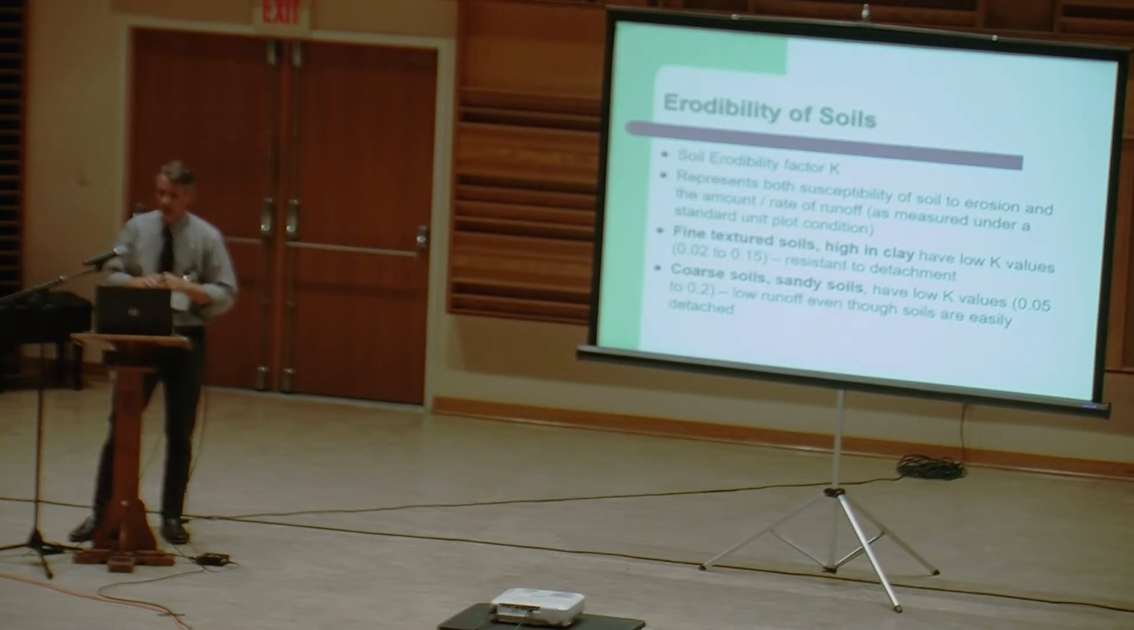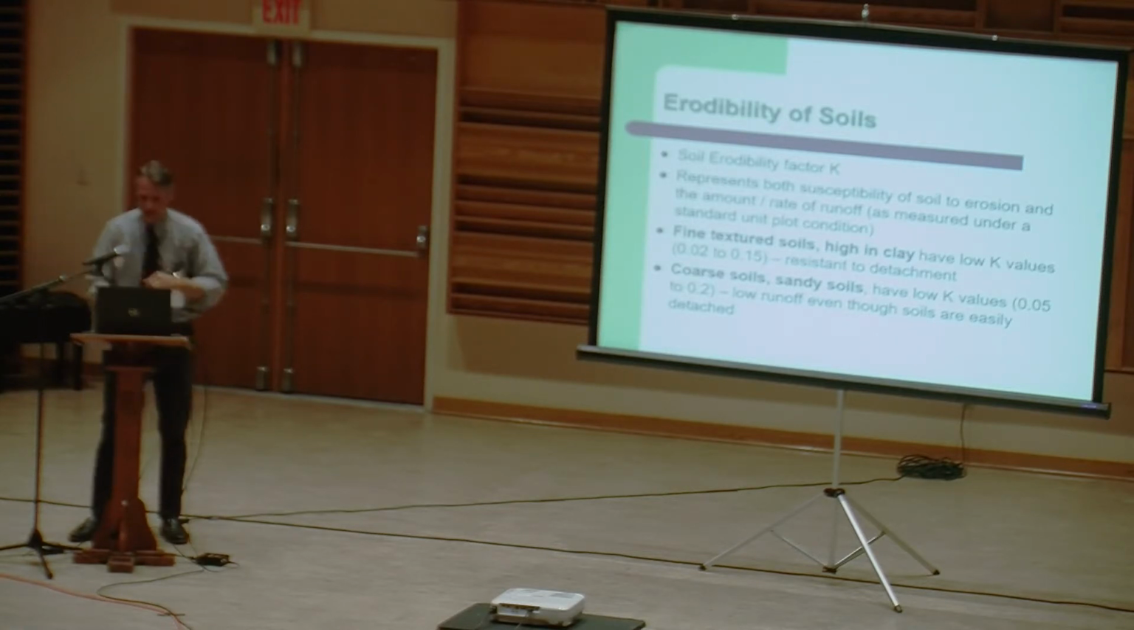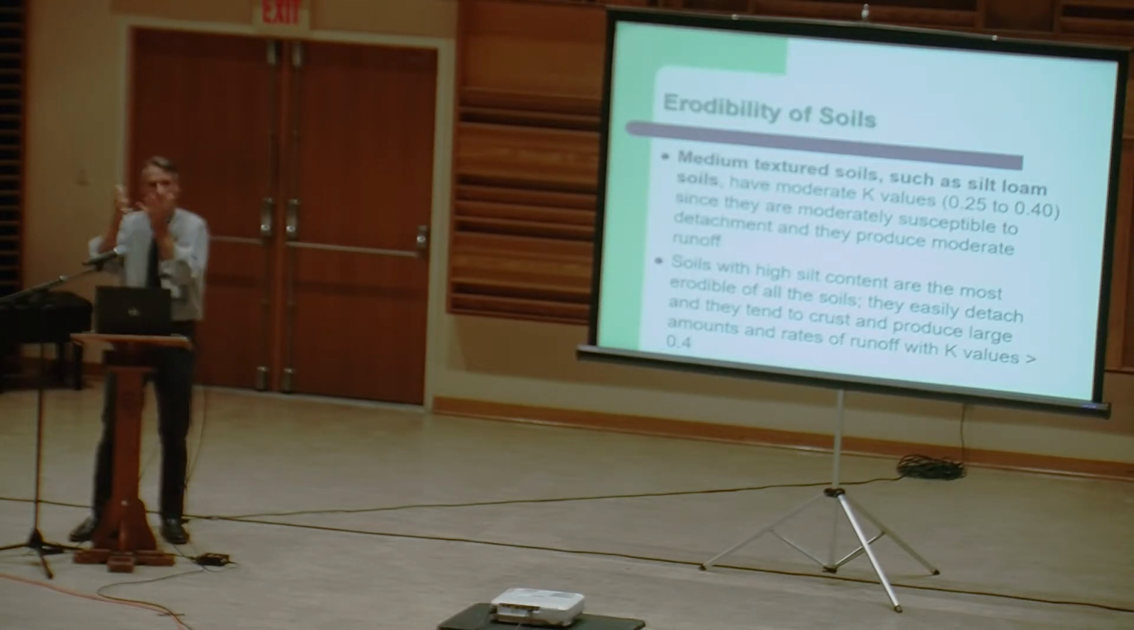Sands, though, also have a low K value, this erodibility factor, because even though sands are easily erodible, they're heavier, they're larger particles, so they aren't conveyed at a large distance. But things that have a lot of silt, like a silty loam, have a moderate susceptibility because they can be detached and they can move a decent distance with some energy.